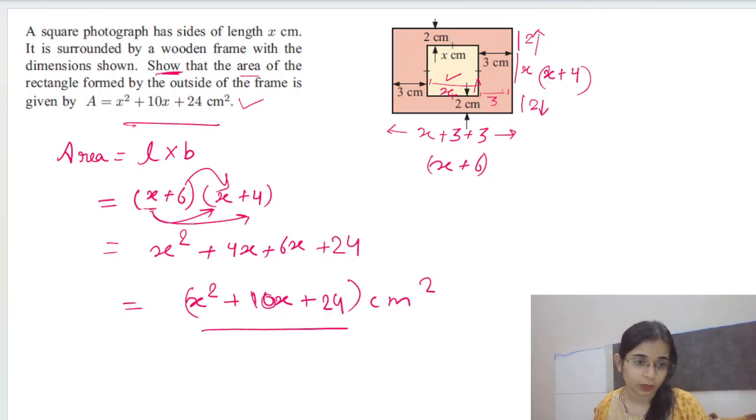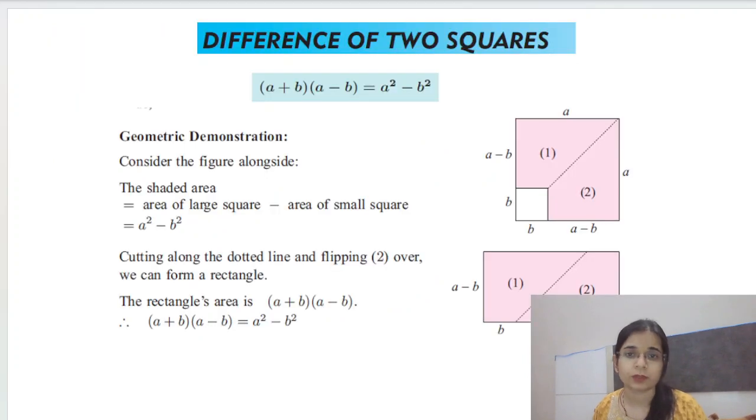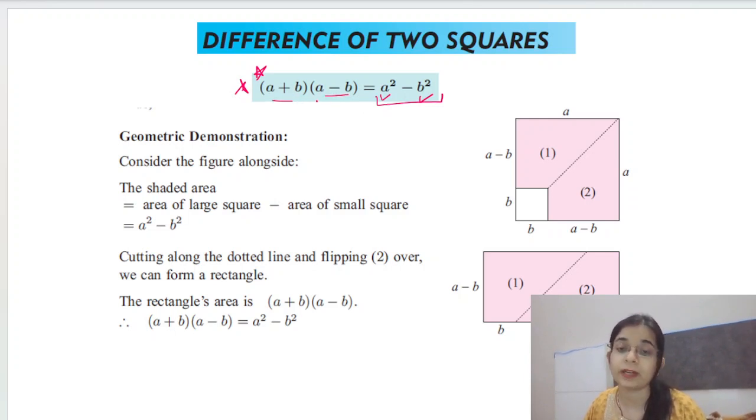Okay, understood? Now moving to the next, difference of two squares. See, the term A and the term B, the squares of the terms and their difference. Basically this is what we call difference of two squares. Very important and very useful formula of algebra. Difference of two squares will be equal to the product of the sum and difference of the values.